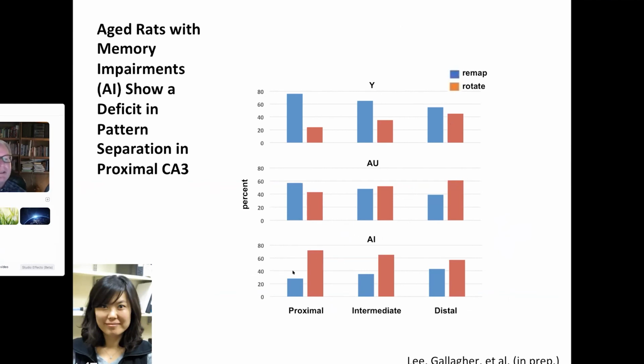Whereas in AI animals, that's different. In AI animals, it's the reverse. You get a lot more rotation than remapping in proximal CA3. And by the time you get to distal, very little difference. So it just shows that it appears to be this proximal CA3 that is where the big differences are.